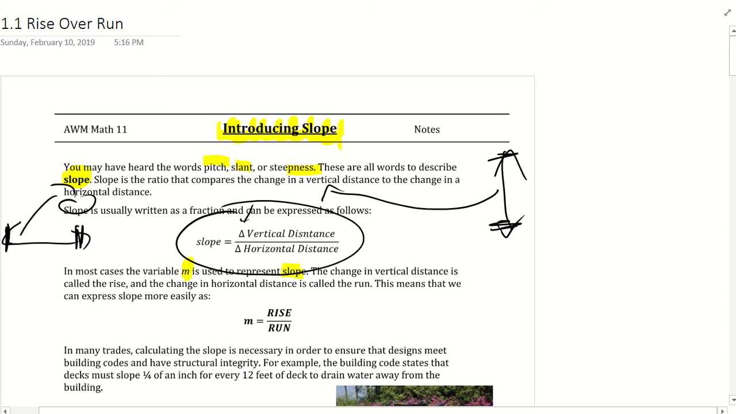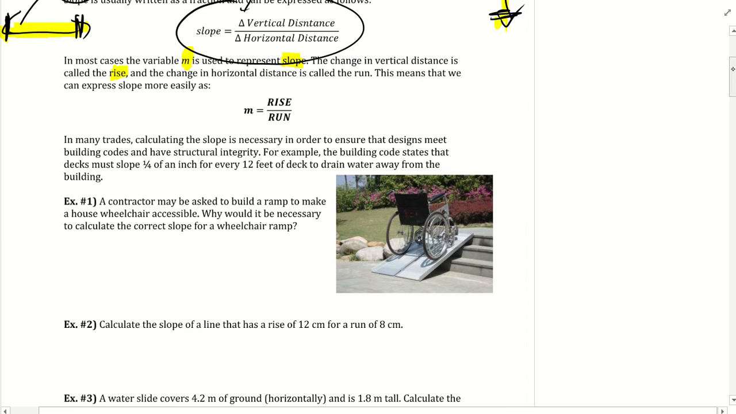So the change in the vertical distance is called the rise. All right, so we're looking at the rise here. And the change in the horizontal distance is called the run. And that means we can express the slope more easily as m equals rise over run.